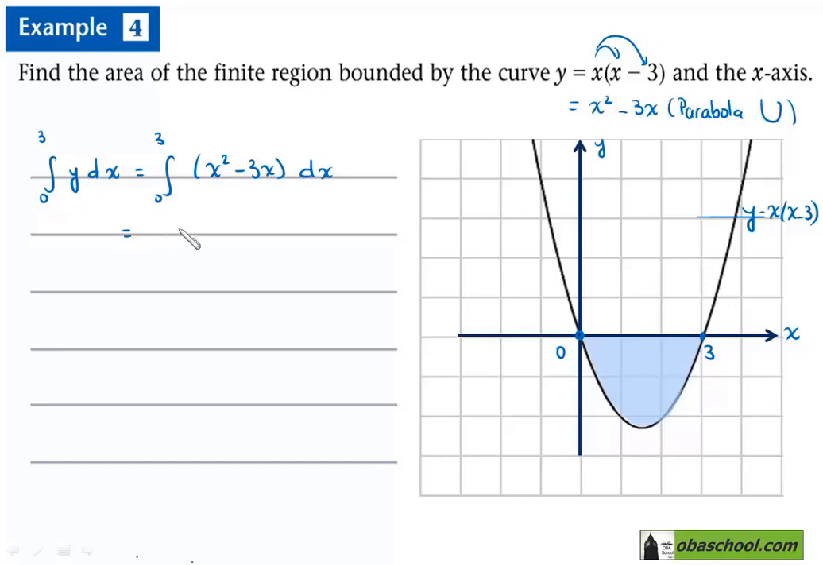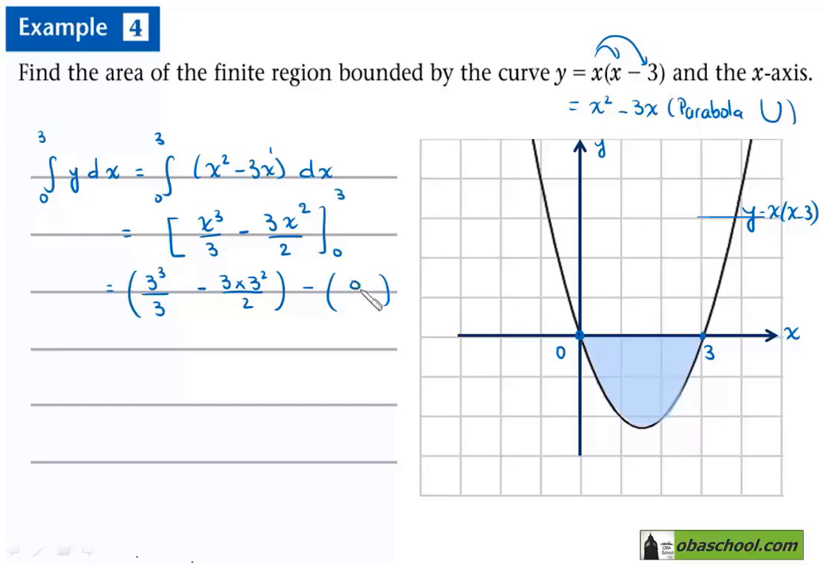Now we integrate. X squared will become x to the power 3 over 3 minus 3 x to the power 1. 1 plus 1 is 2, so x squared over 2, starting from 0 and ending at 3. Now we substitute the values. 3 to the power 3 over 3 minus 3 times 3 squared over 2. Minus, now for the lower limit we have 0. For the 2 parts, x equals 0, so the value here is 0.